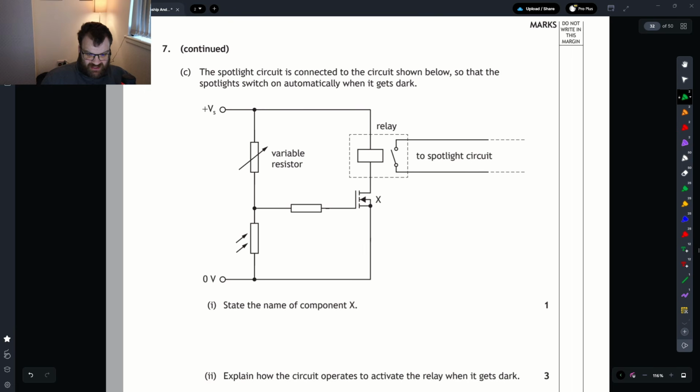In this one here, we've got component X. Component X is a MOSFET. That's one of the ones you just need to remember. You need to memorize them. MOSFET.